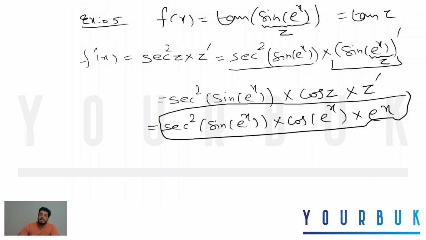So I hope you are able to understand. I have given you 5-6 different examples of chain rule. Now you can attempt questions from your NCERT and exemplar book or any other reference book to get more written practice for this topic. In my next topic, I'm going to start with differentiation of implicit functions.